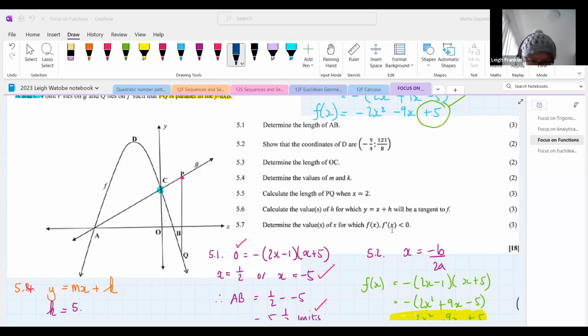They want us to calculate the value or values of h for which y equals x plus h will be a tangent to f. So calculating the value or values of h for which y equals x plus h will be a tangent to f. What is this linking to? Does anybody know which other section we study at the beginning of grade 11 and then we never do it again and you're expected to know it in grade 12?